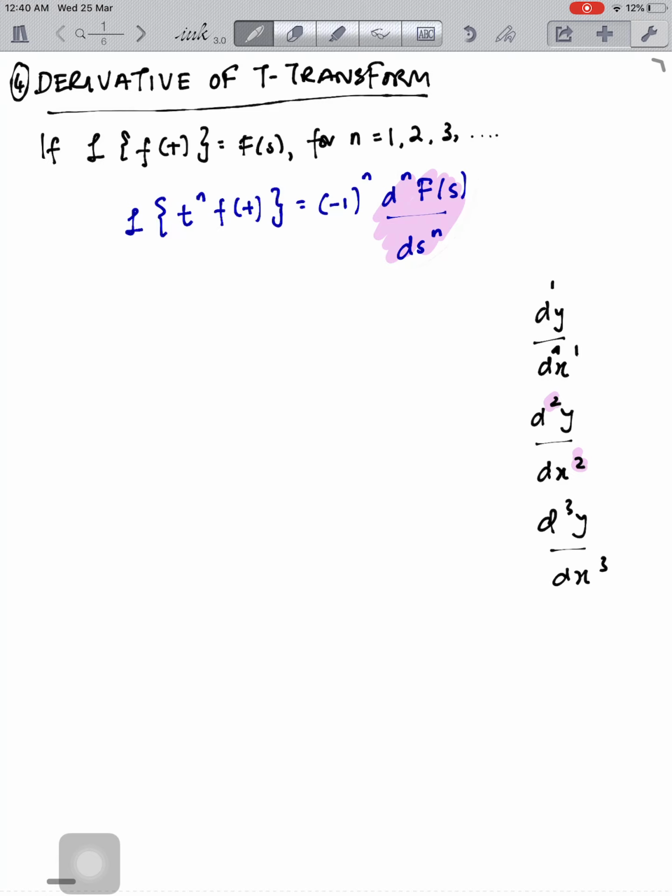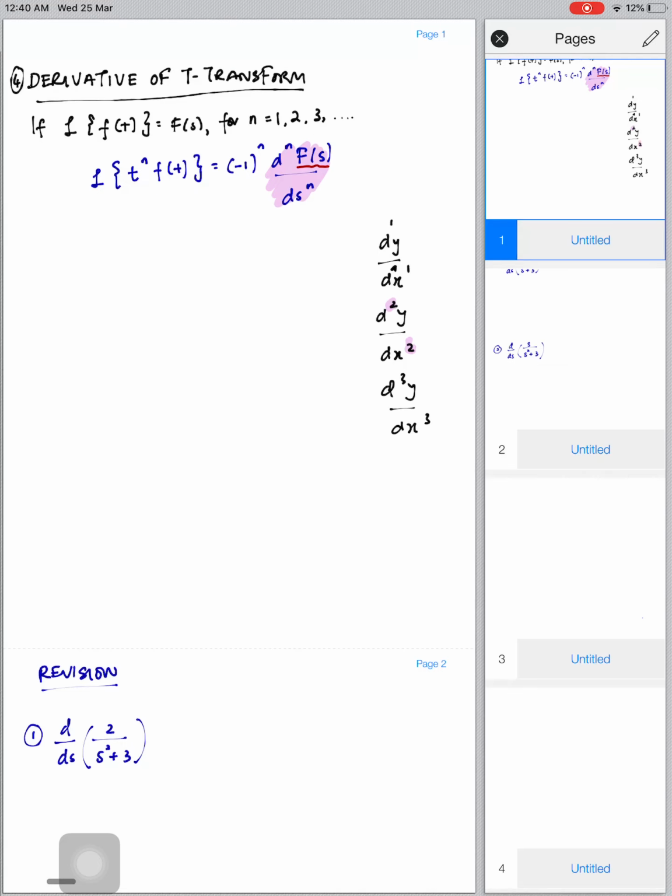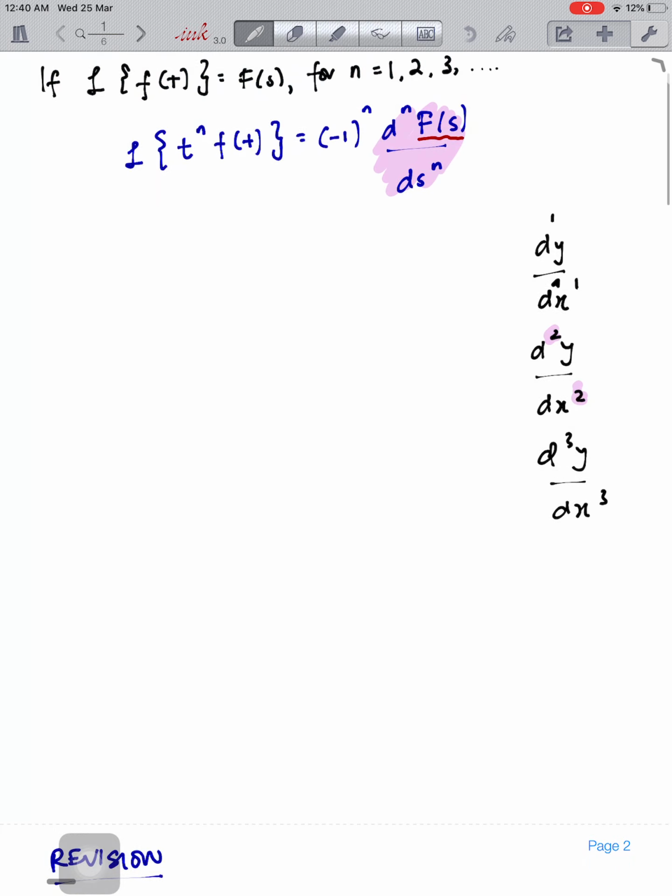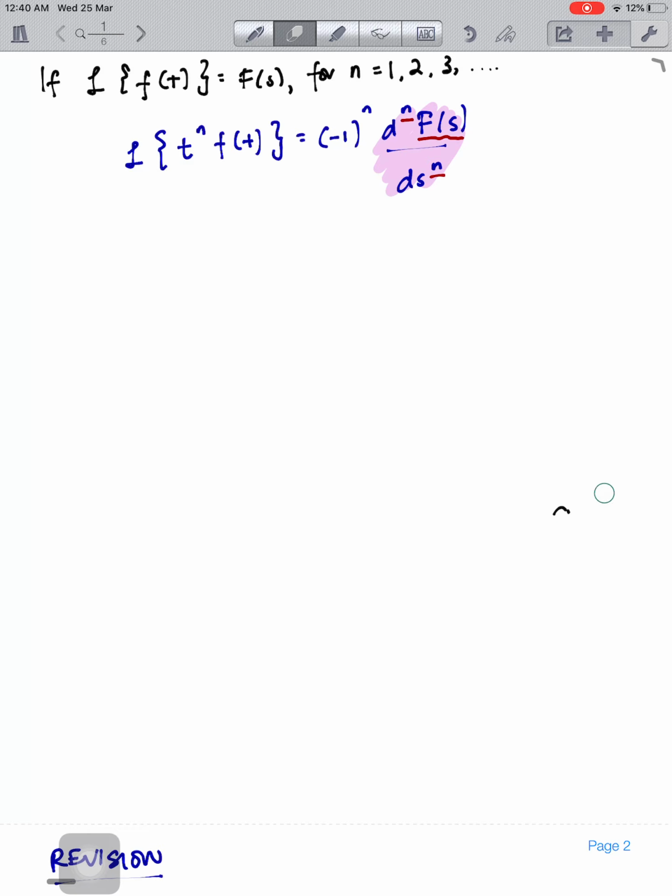So what happens is that we're going to differentiate the function F of s. This is what we're going to differentiate with respect to the variable s, and the number n right here is going to tell us how many times we have to differentiate the function F of s with respect to s. That is the meaning of that format there. So let me clean this first.